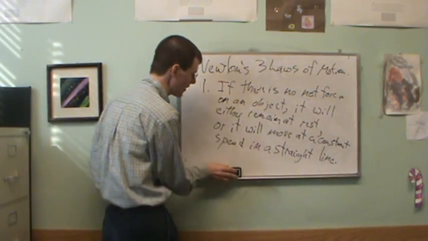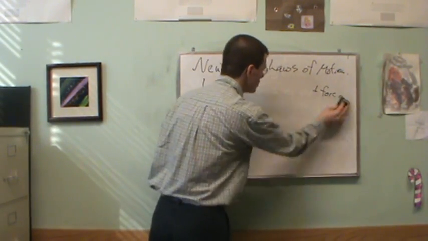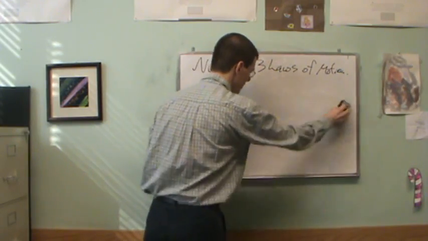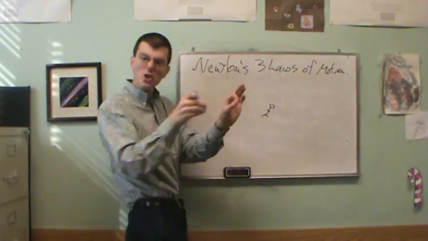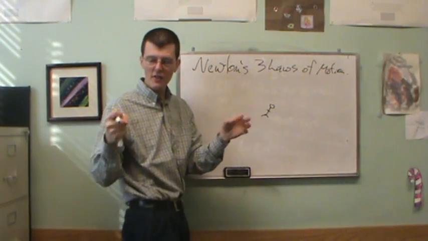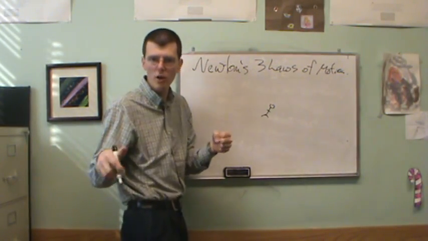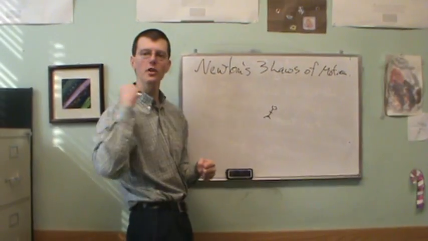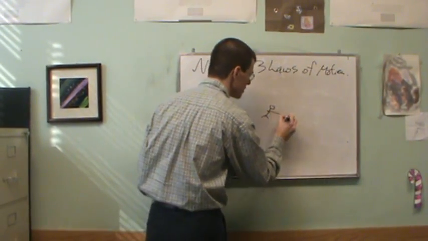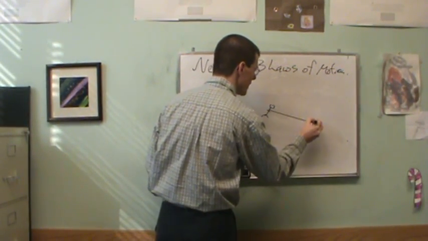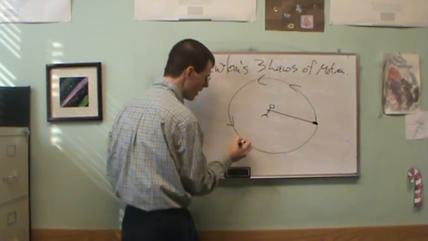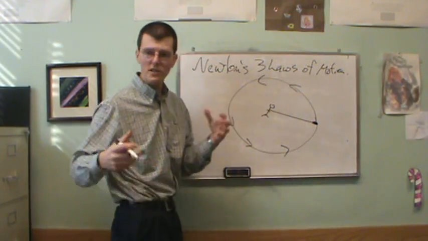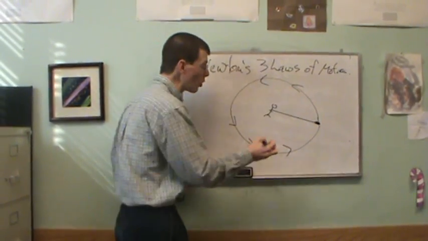Let's do a quick example of this. Suppose I am standing here, and I have a string, and at the end of the string I've got some mass, some rock, and I'm whirling it round and round my head in a big circle. So here's my string, here's my mass, and this is going round and round me in a circle. And why is it going round? Well, there's the force of the string, which is holding it in its motion.